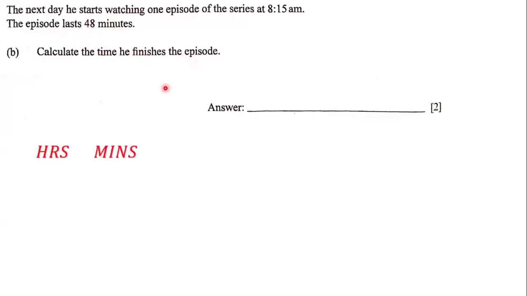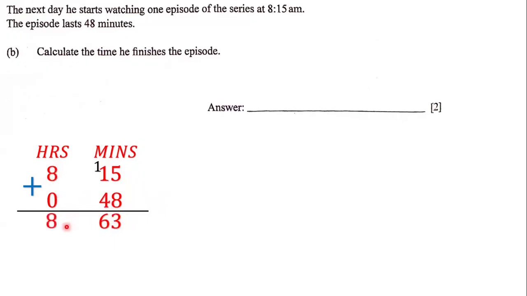And so we have to add. So he starts at 8:15 and it lasts for 48 minutes. So we have to add time. So we say 5 plus 8. Well, that gives us 13. We put the 3 down, put the 1 up. Then we say 1 plus 1 is 2, and 2 plus 4 is 6. So it's going to be 63. So on the minute side, we have 63 minutes. And on the hour side, we have 8 plus 0, and 8 plus 0 is definitely 8. And so that means we actually have 8 hours and 63 minutes.